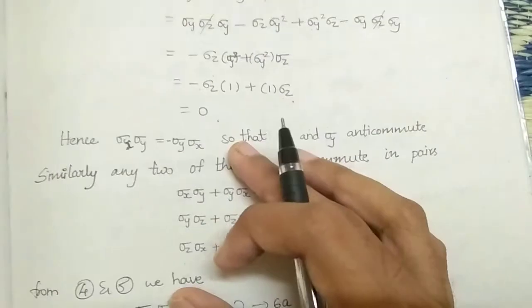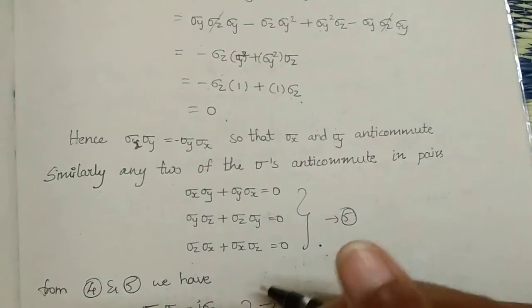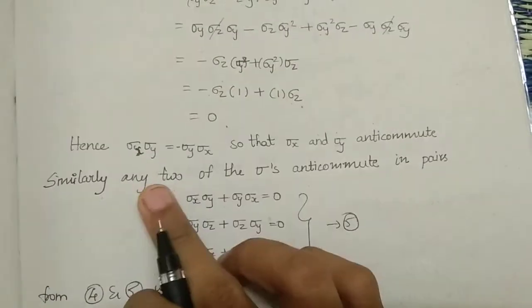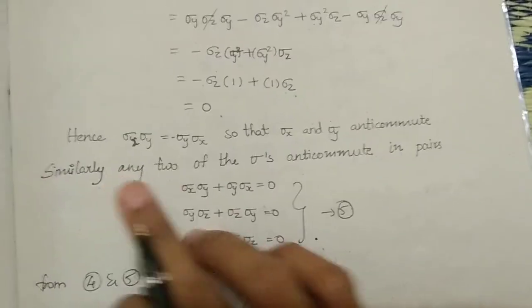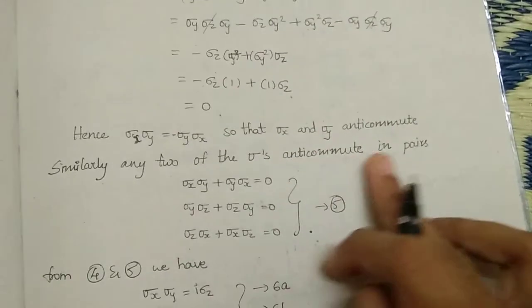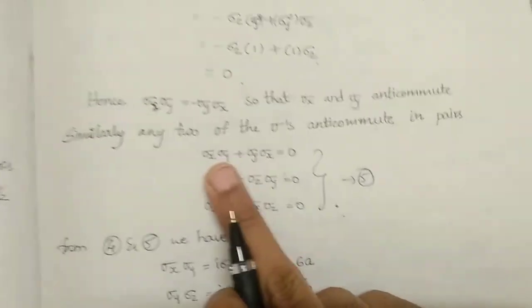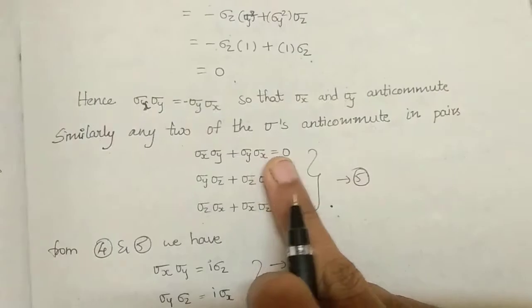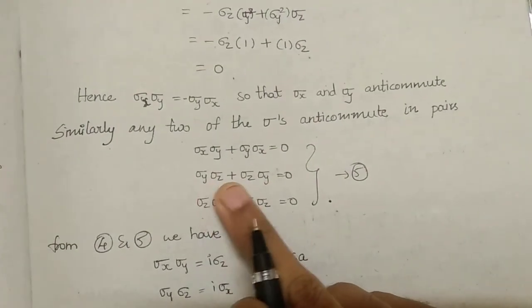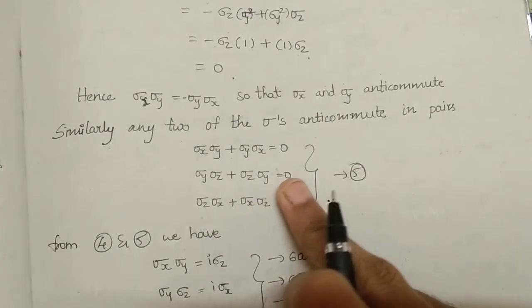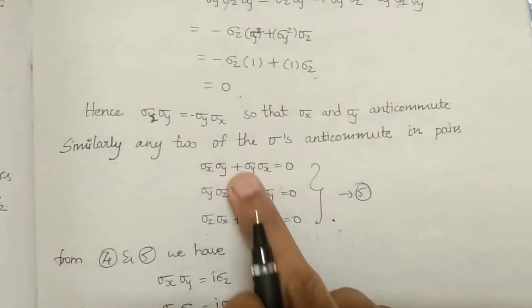Here we are actually deriving the Pauli spin matrices, and we found this property in this derivation. Similarly, any two of the sigmas anti-commute in pairs, that is sigma x sigma y plus sigma y sigma x equals 0. In the same way, sigma y sigma z plus sigma z sigma y equals 0. Here we do not have a minus in the middle.